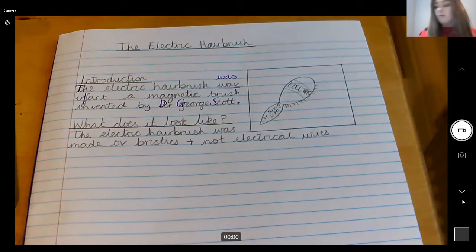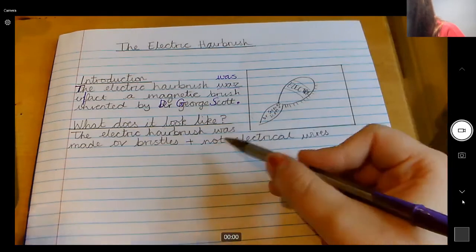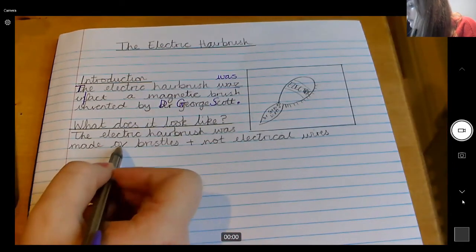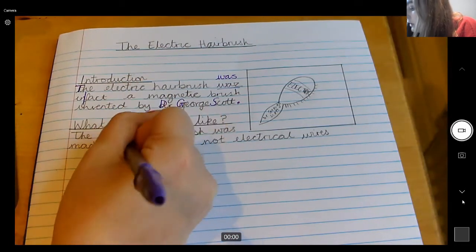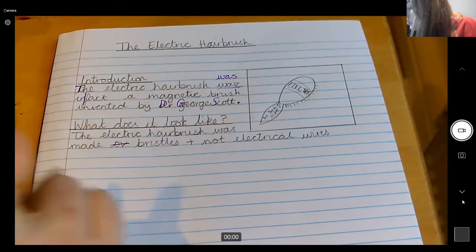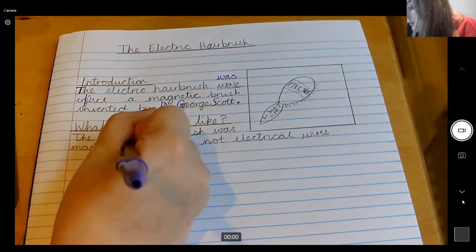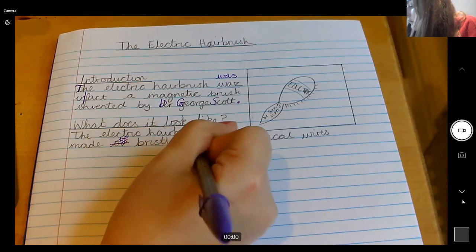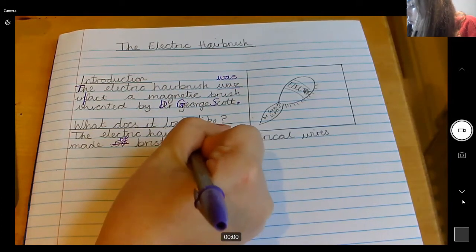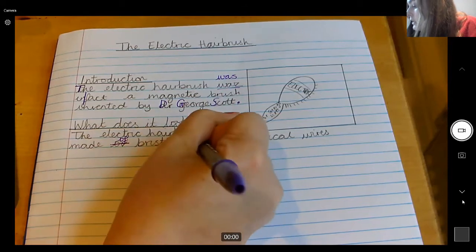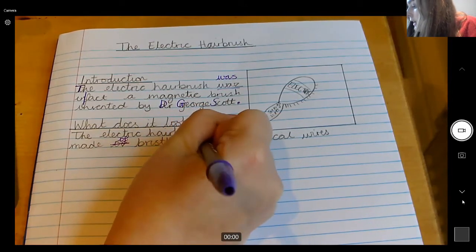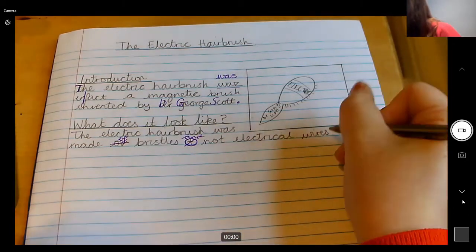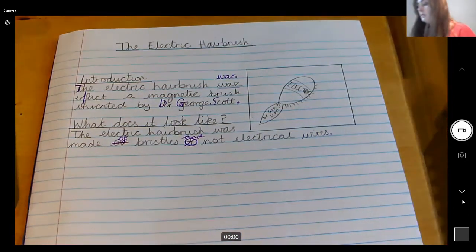Okay, I'm going to go through that sentence just to check that it's all okay. So I've got the electric hairbrush was made of, oh, I've spelled of wrong. So what I'm going to do is a neat line through it, just one line, and above it I'm going to put of bristles. And now because we're writing, we should not be doing shorthand things like this. So I need to write the full word and not electrical wires. Oh, I have forgotten my full stop at the end. So I need to put that in there.